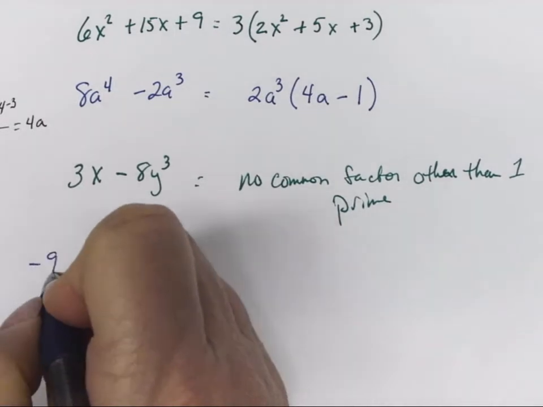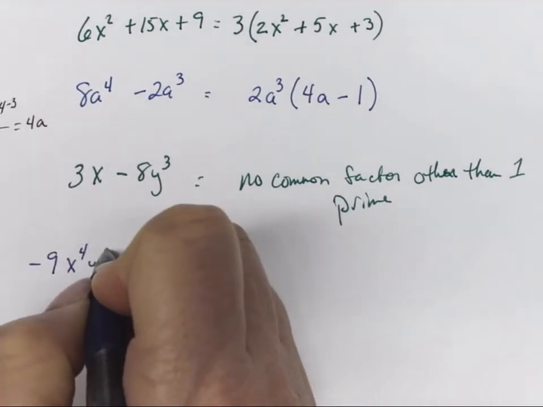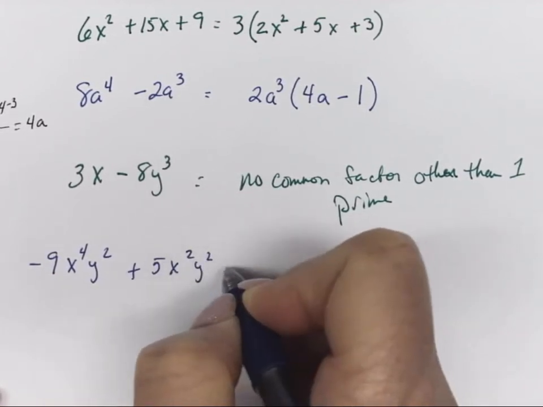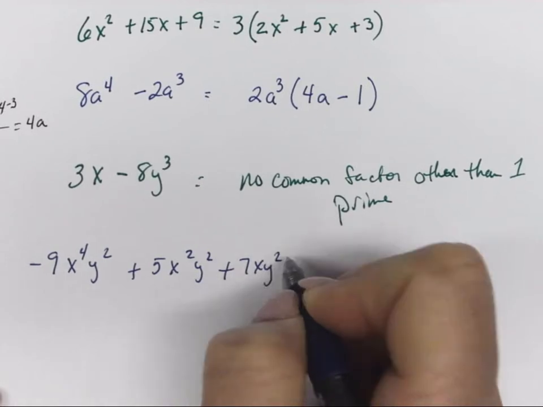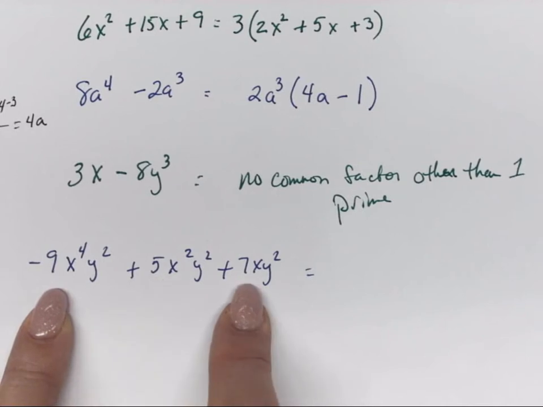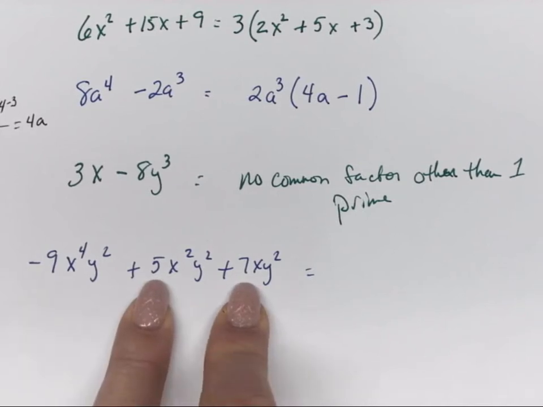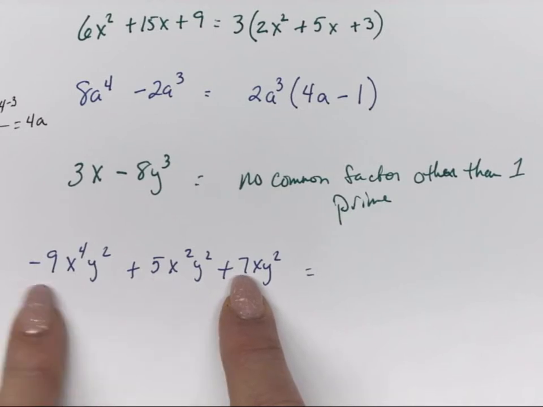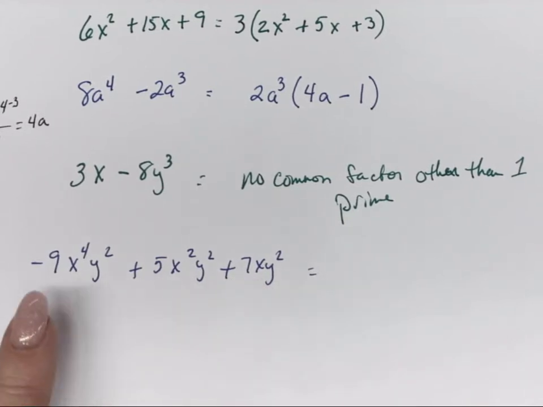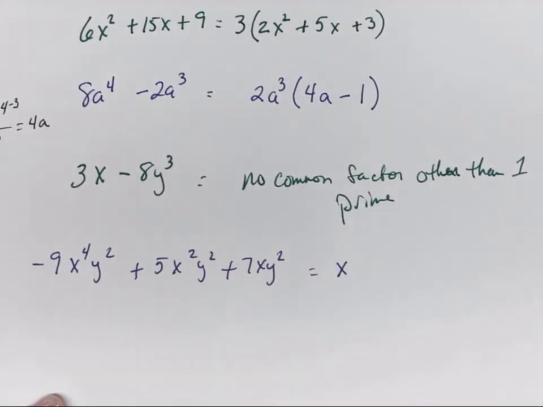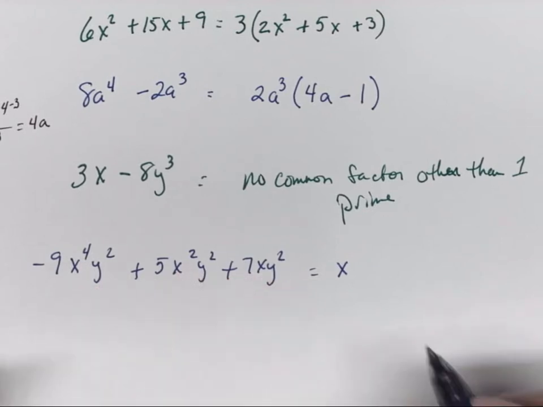We have negative 9x to the 4th y squared plus 5x squared y squared plus 7xy squared. So I have to look at my numbers. I have a 9, a 5, and a 7. Well, 5 and 7 are both prime numbers. They're not factorable by anything else. I can't divide 5 into 7, and I can't divide 7 into 5. So there are no numbers that we can factor out. So let's look at our variables. I have an x to the 4th, an x squared, and an x to the 1. So I can factor out 1x. And they all have a y squared term.